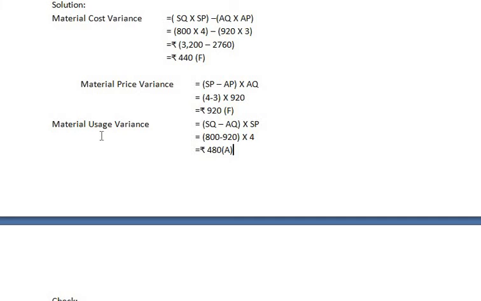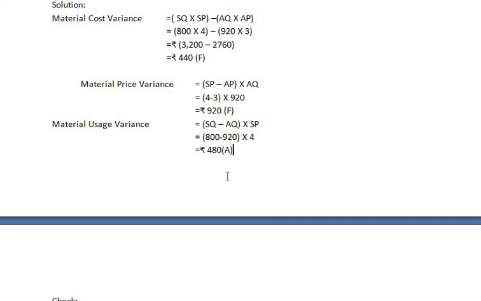The next one is the material usage variance, where the formula is standard quantity minus actual quantity into standard price. So the standard quantity is 800, the actual quantity is 920, and the standard price is ₹4. To make things simple, if it's a minus sign, it is adverse. If it is a plus sign, it is favorable. In this case, we are getting a minus sign, so it is ₹480 adverse.